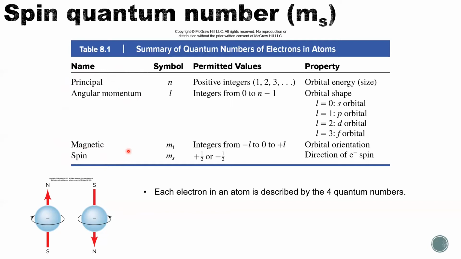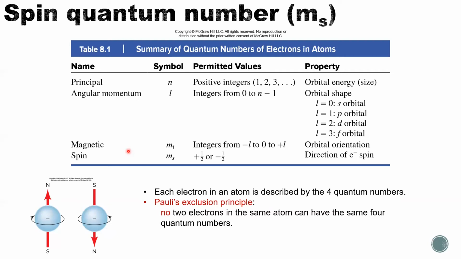We also have the Pauli exclusion principle. This principle says no 2 electrons in the same atom have the same 4 quantum numbers. That defines the maximum number of electrons we can have in a group of orbitals or in one orbital, right? Because no 2 electrons in the same atom have the same 4 quantum numbers, that actually means each orbital can only hold 2 electrons, one spin up and one spin down.